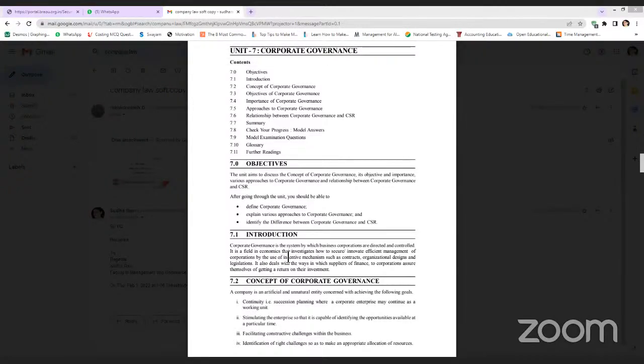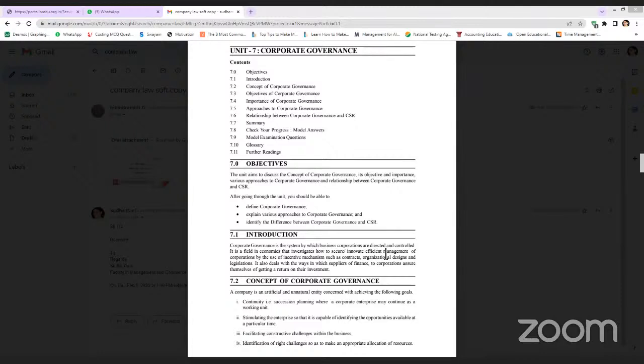Corporate governance, we can say, is a field of economics that investigates how to secure or innovate the efficient management of corporations by the use of incentive mechanisms. Business entities have a lot of competition, and in the present environment it's not only about earning profits. It's important for the organization to work efficiently and effectively for the benefit of the consumer as well as the firm.